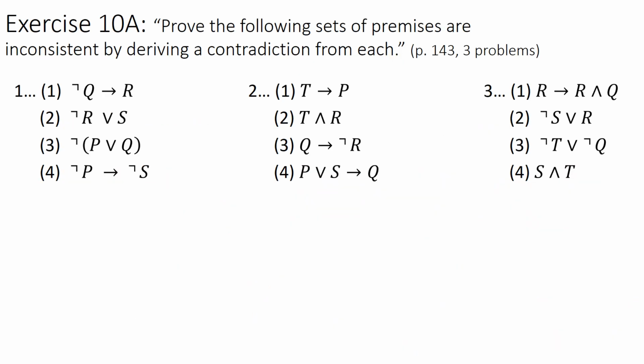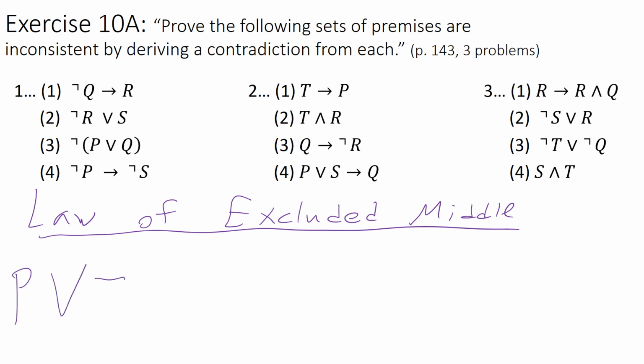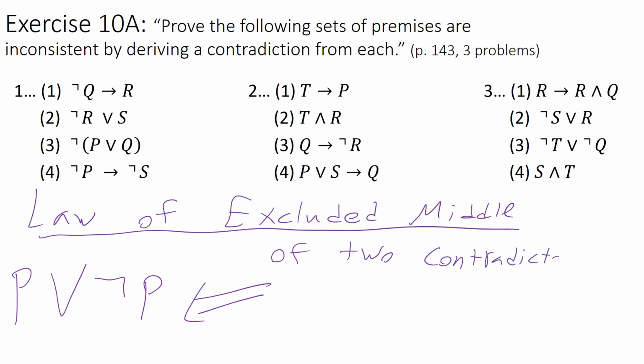Actually, before we do exercise 10a, I want to talk a little bit more about the law of excluded middle. I don't think I defined it precisely enough, so I better do that before we move on. So we have P or not P. Let's think about this. The law of excluded middle tells us that of two contradictory propositions, one and only one must be true.